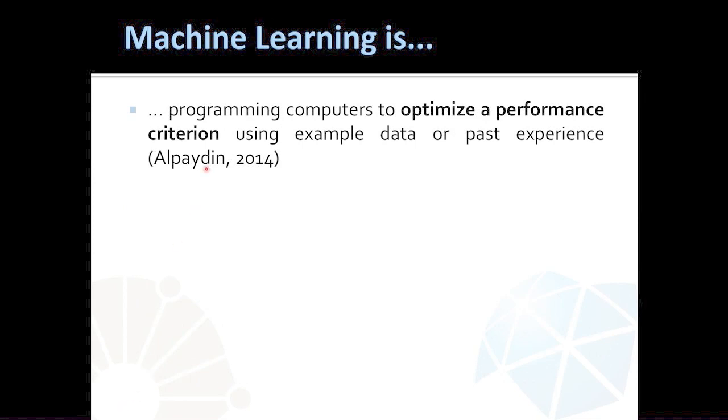Alpaydin defines machine learning as programming computers to optimize a performance criterion using example data or past experience. If we are presenting some training data to a learning system, how can we say that the learning can be finished? That is, how can we say that we can stop training because the system has already learned as well as possible? This definition suggests that we must have some performance criterion to evaluate learning during the training process.